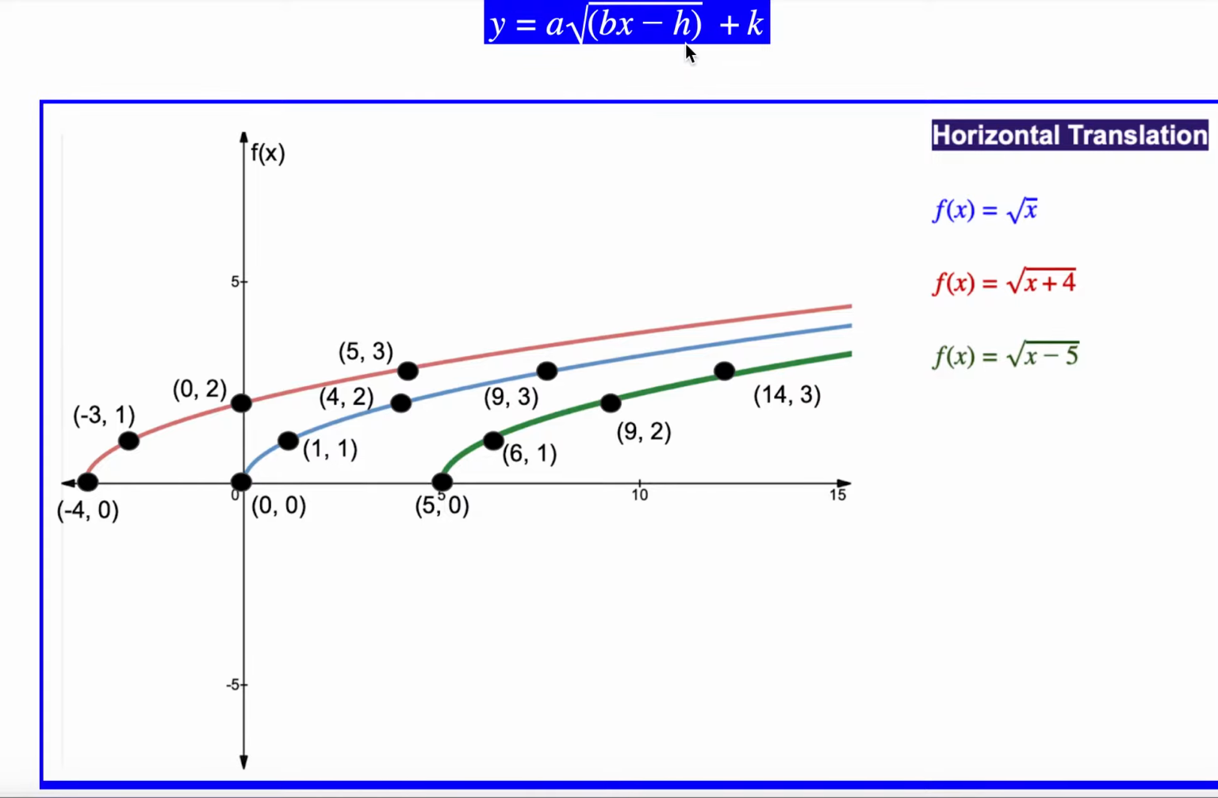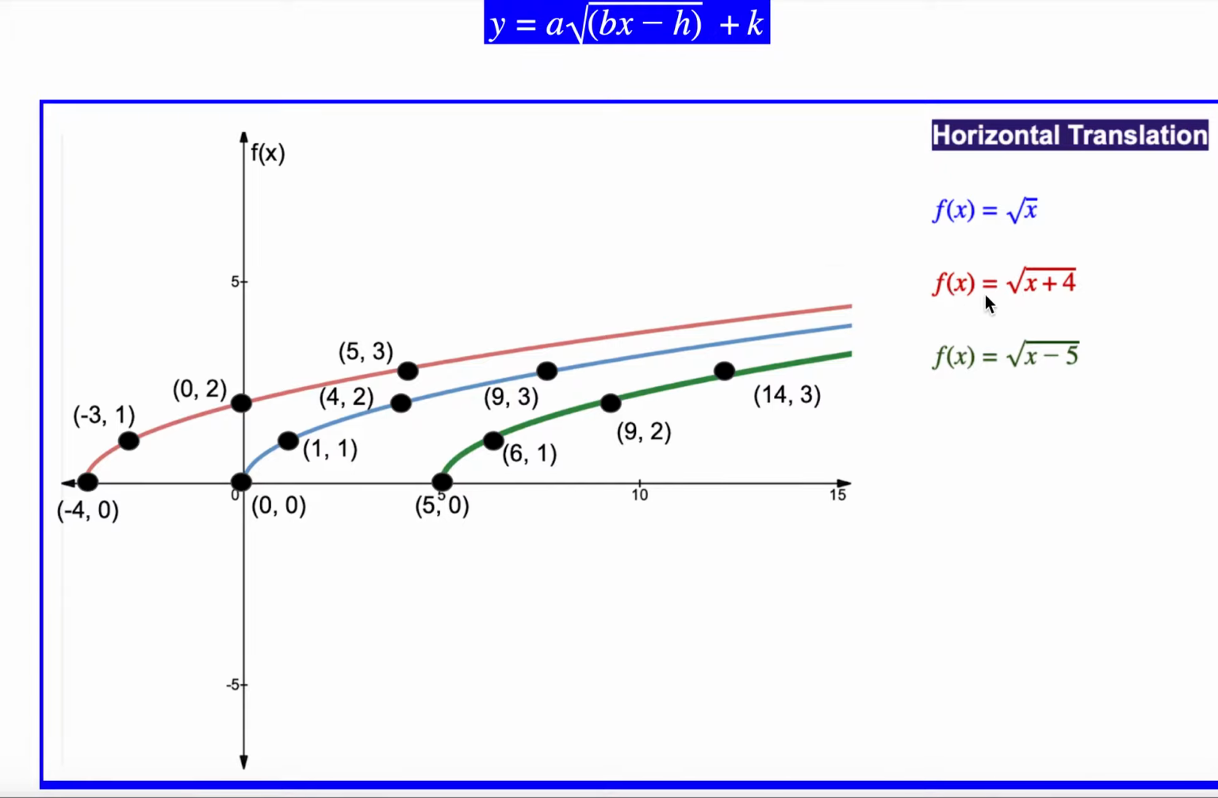We already gave an explanation about the factors a, b, and x, but here we are concerned just with h. The h is what gives a horizontal shift in square root functions, and now we are working with a horizontal translation. As we mentioned before, the parent function is f of x equals square root of x, the blue function, and those two functions here are going to be translated horizontally.